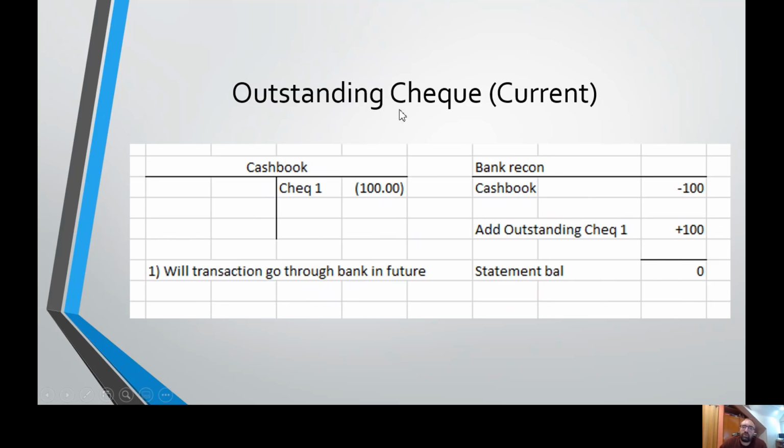So that's the first one. We've got an outstanding check. It's a current check. So for the time being, we can assume it will still pass through in future. So we account for that in our cash book. We carry our cash book balance over into the bank recon. Our statement balance is 0. So then we know we have to add our outstanding check to get this equation to work out.